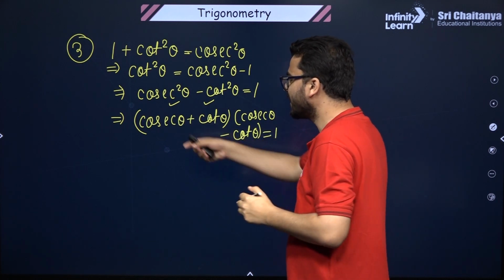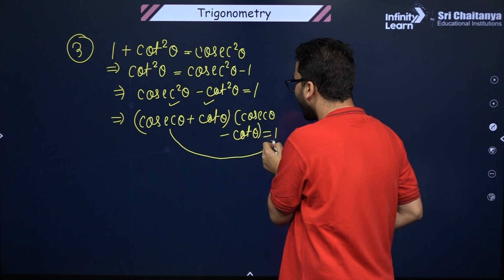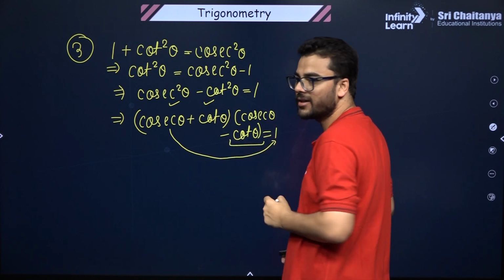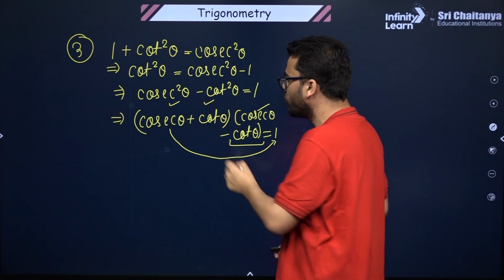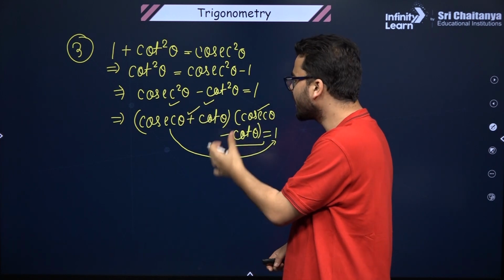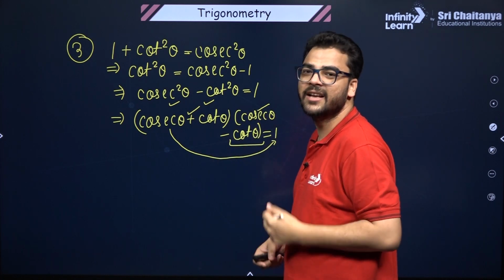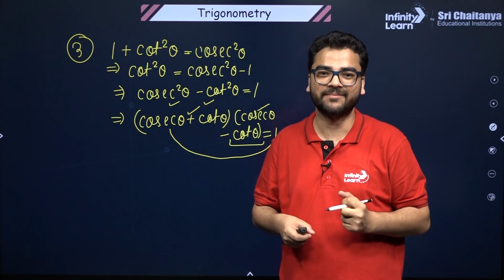So again we can say that cosec theta plus cot theta is equal to 1 by cosec theta minus cot theta, or we can say cosec theta minus cot theta is equal to 1 by cosec theta plus cot theta. So these things are used in questions many times. So that's all about formulae and identities in this chapter.